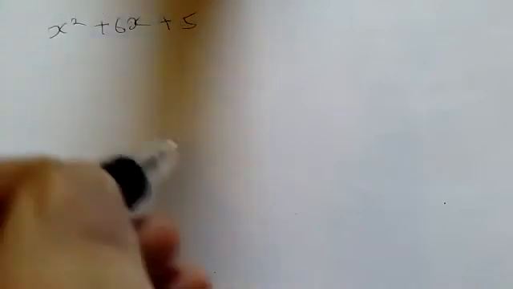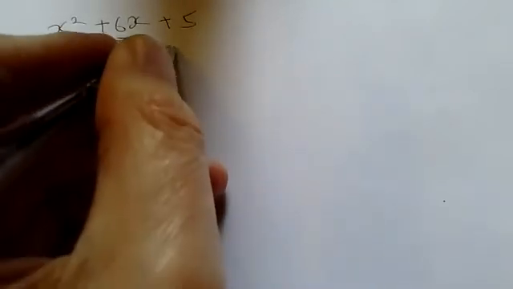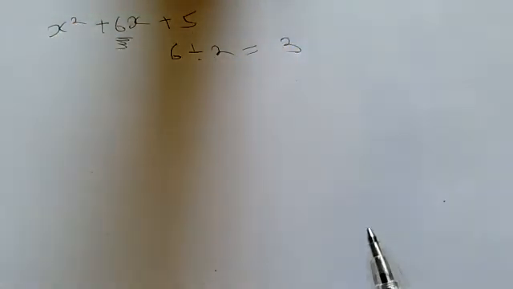x squared plus 6x plus 5. Now, there's my quadratic. And what I'm going to do is take this x term and divide by 2. And that gets me a 3. Why do I want a 3?